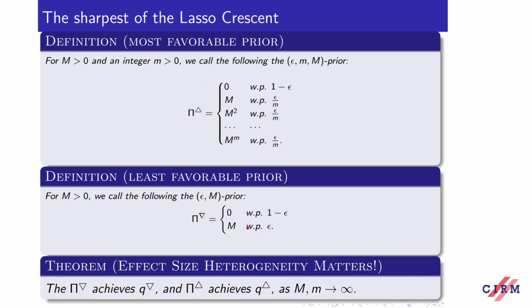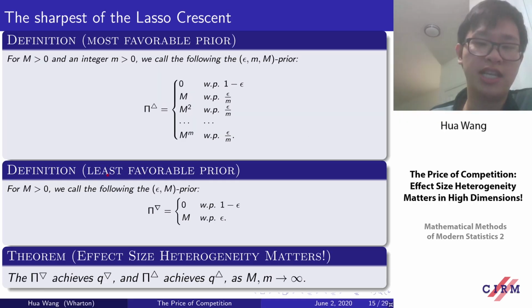The first definition corresponds to our intuition about the most heterogeneous signals. It is called the most favorable prior, in which each signal has epsilon chance to be a true signal, and different levels of the signals are wildly different from each other, because we are going to consider the case where big M and small m go to infinity. So this is really a mathematical form of our intuition on the most heterogeneous prior. The second definition is the homogeneous prior, where all the signals have the same magnitude, set to be m.